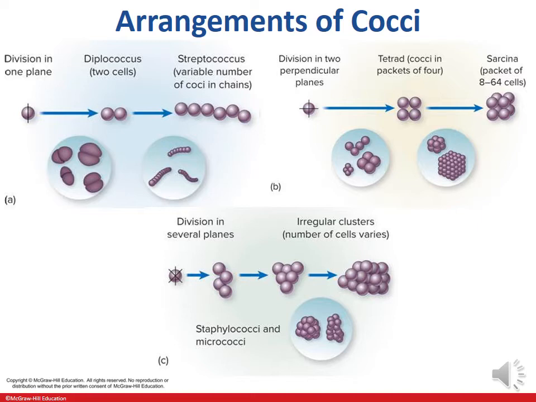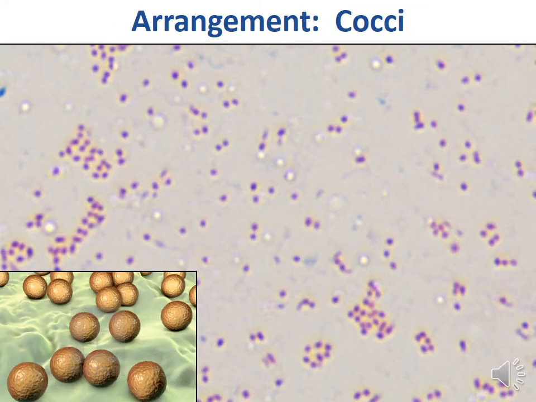When you get these big clusters, in fact, the word staphylococci means grape-like cluster. There's also another group called the micrococci, which we won't see very often, but the staphylococci is going to be very commonly seen. So let's look at some examples of each of these. Again, arrangement cocci, you can see here the majority of the cells are actually separated from their neighbors.